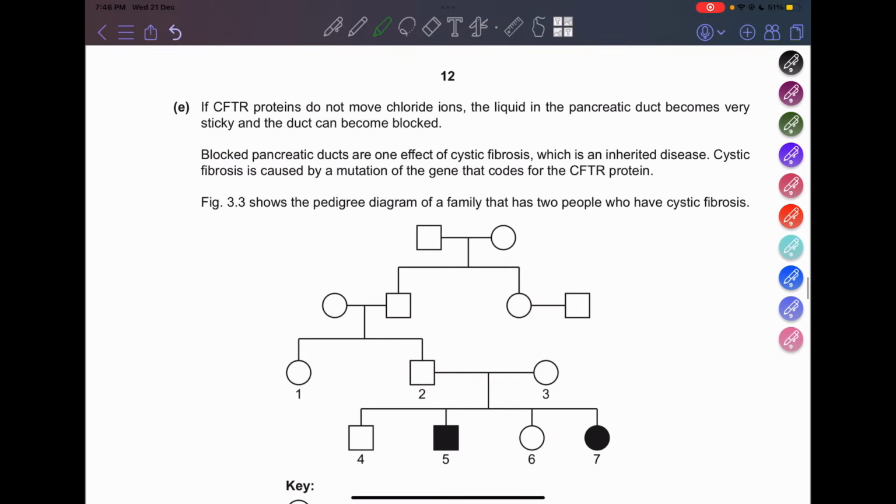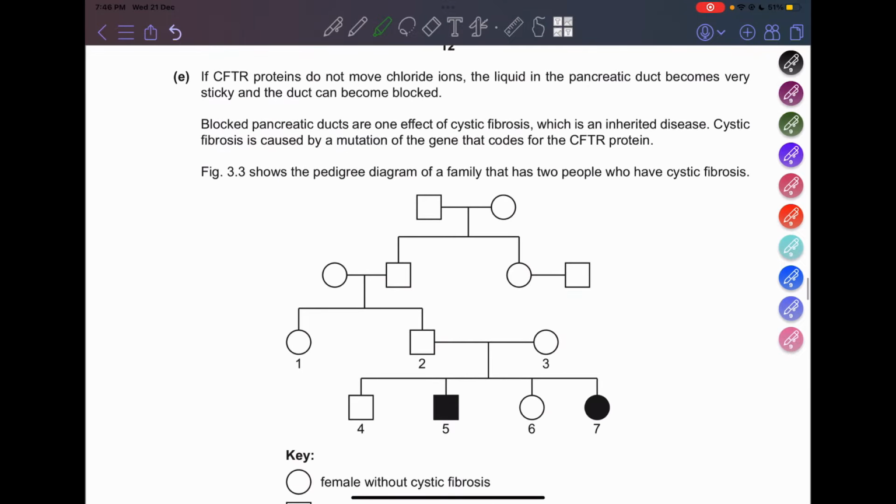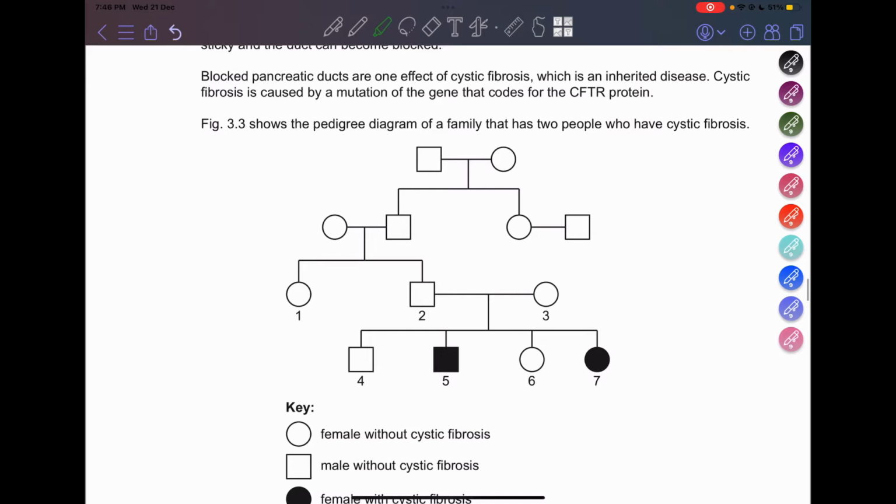Our next question is about genetics. If CFTR proteins do not move chloride ions, the liquid in the pancreatic duct becomes very sticky and the duct can become blocked. Blocked pancreatic ducts are one effect of cystic fibrosis, which is an inherited disease.